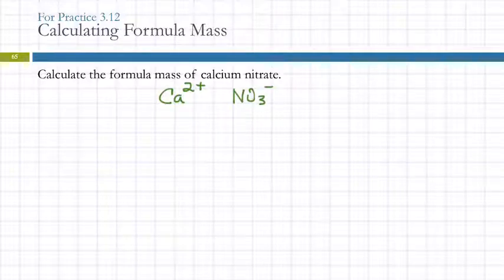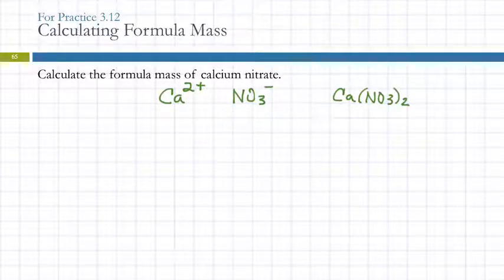So to make the formula for calcium nitrate, we need to combine these in a way that causes their charges to add up to 0. You can do the crisscross thing. You can look at it and see the answer. You can look for least common multiple. The result is Ca(NO3)2. I need 2 of these to balance the charge on that. Okay. So now I've got the formula.